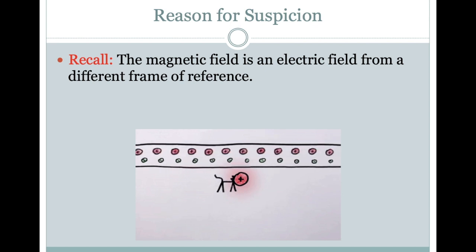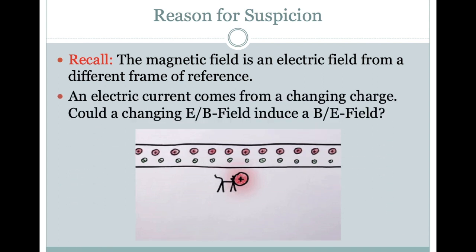Instead, we attribute this to the so-called magnetic field. Therefore, an electric field and a magnetic field are not entirely distinct. An electric current, additionally, comes from a moving or changing charge. So, the way in which we can phrase this question is, could a changing electric field or magnetic field induce a magnetic field or an electric field? The answer turns out to be yes.